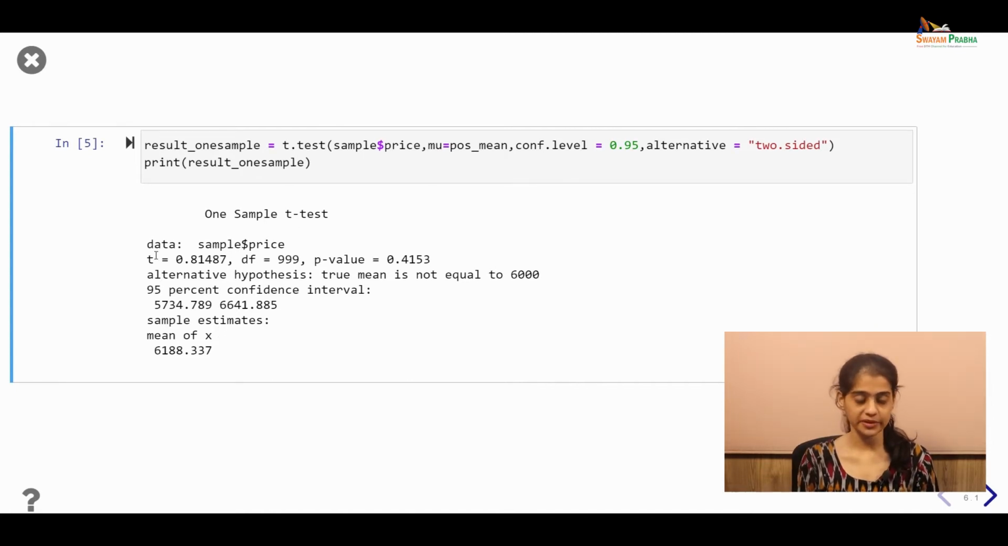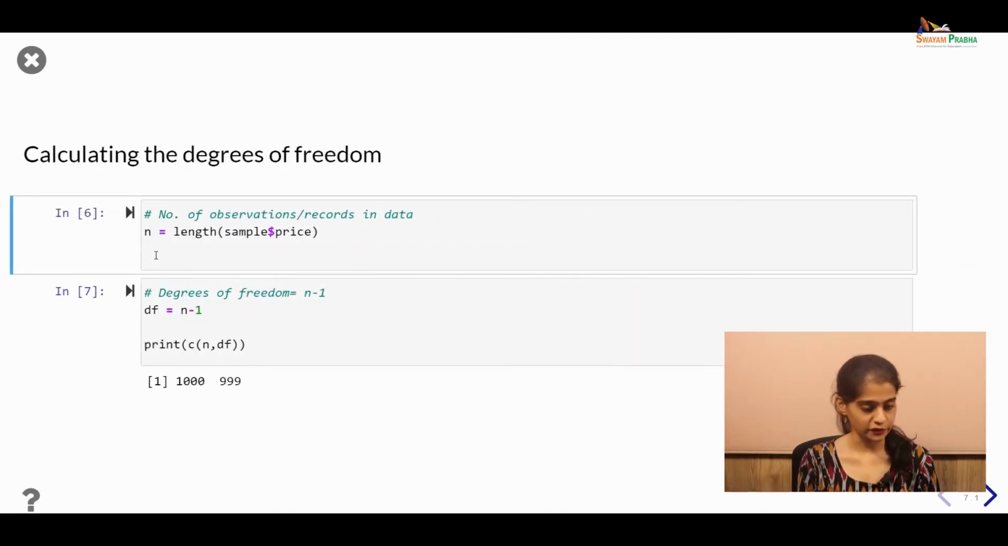To fill in the table from here, we are going to take the t statistic and the p value. We also need the critical values for filling in the table, for which we are going to use the degrees of freedom. But before we move further, let's see how to calculate degrees of freedom. To calculate degrees of freedom, I just need to get the number of rows. You can either use the function nrow or length. It returns the number of rows in your data frame. In this case, I'm using length. So n is 1000. To compute degrees of freedom, I just need to subtract 1 from the number of records I have, and that makes it 999. I'm printing the number of records and the degrees of freedom here.